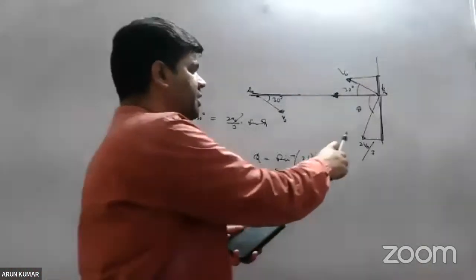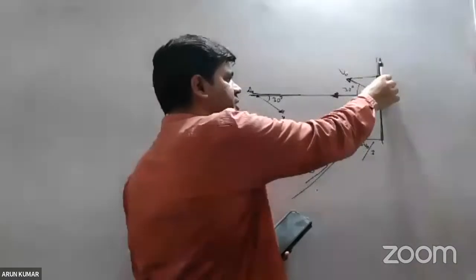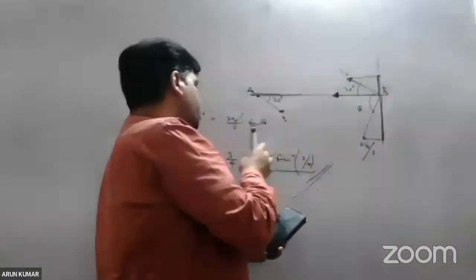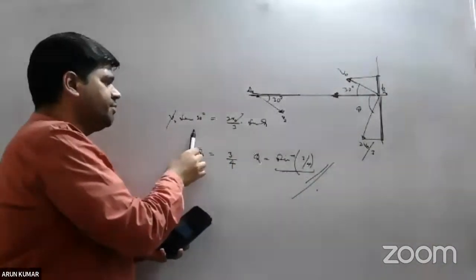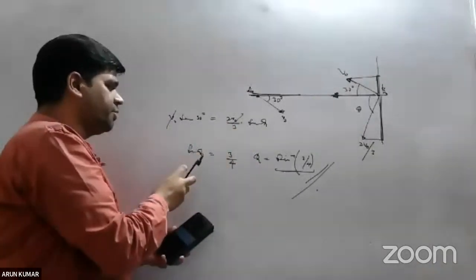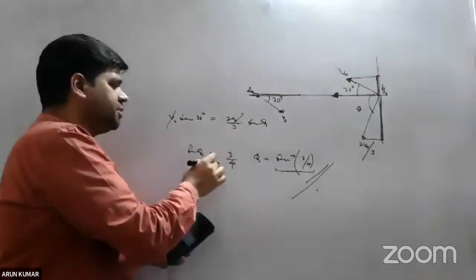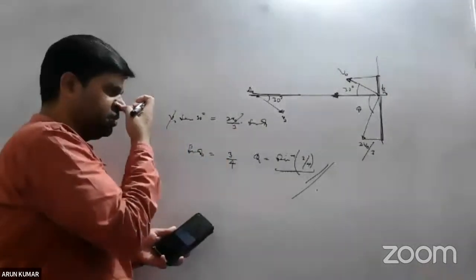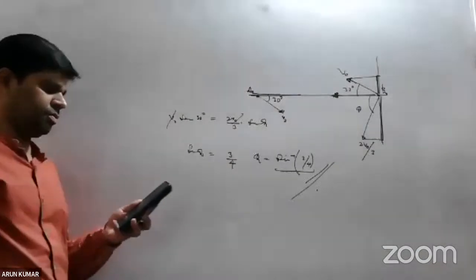Okay, so V naught sin 30 should be equal to 2 V naught by 3 sin theta. This gets cancelled out. Sin 30 is 1 by 2. So sin theta is 3 by 4. Theta is sin inverse of 3 by 4.